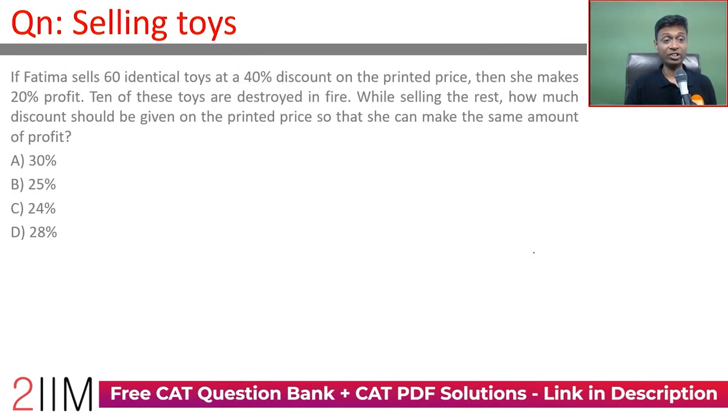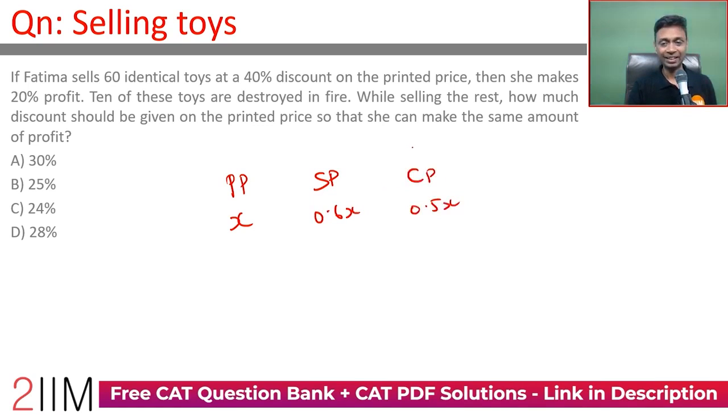If Fatima sells 60 identical toys at a 40% discount on the printed price, then she makes 20% profit. So identical toys, 40% discount on printed price. So printed price, let's say, is x. So selling price is 0.6x. So 40% profit. Cost price is 0.5x.